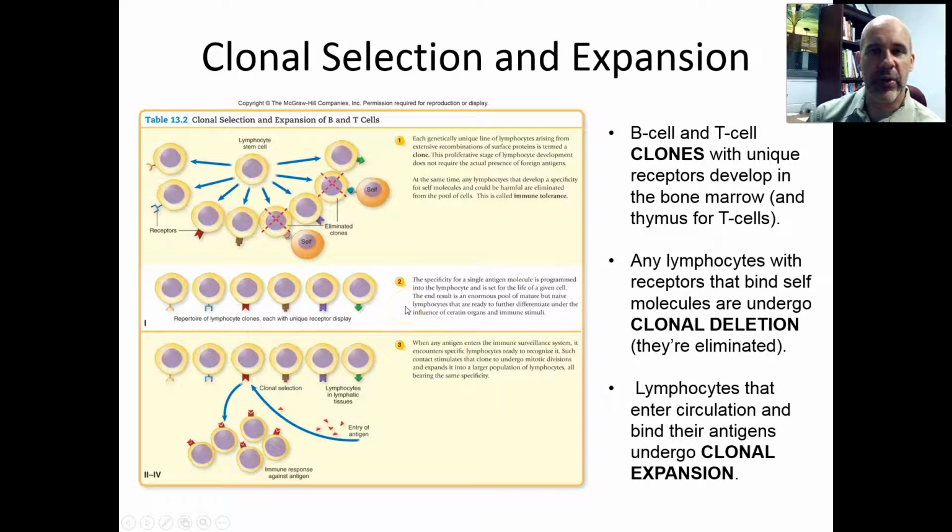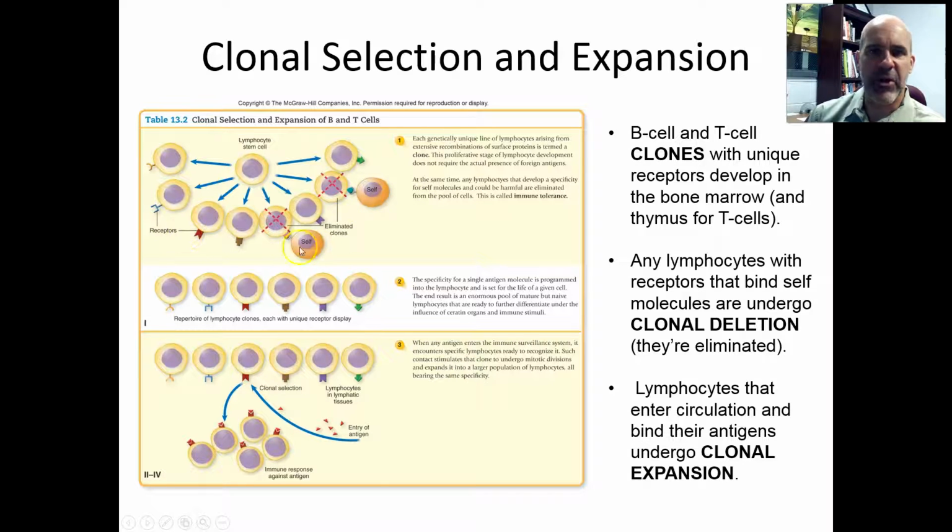That's called clonal deletion. So lymphocyte clones that attach to your own antigens, molecules on the surface, are supposed to die. That way you don't respond to your own antigens, your own molecules. Now, sometimes this clonal deletion does not work, and that's where you can develop a type of autoimmune disease where your immune system is attacking your own cells or tissues, and we'll learn more about that when we get into chapter 14.